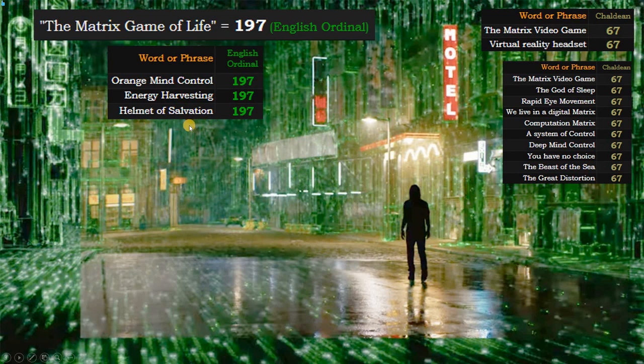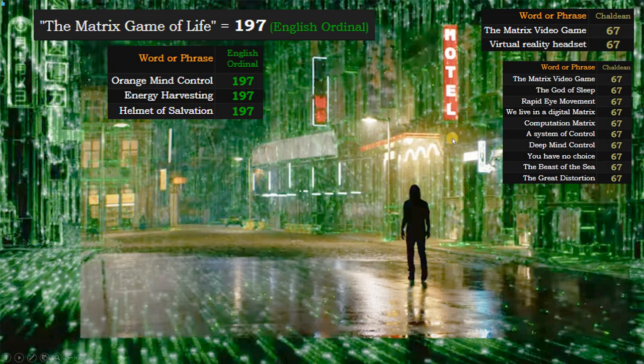And helmet of salvation is 197 in English ordinal, matching the matrix game of life. And we also have orange mind control and energy harvesting. So orange is the color that they use to control us inside the matrix with the orange waves sent by a satellite. And those waves are creating this sleeping state of consciousness. And energy harvesting, we've seen that our energies are harvested by this deity, and that the deity feeds on our memories and emotions and energy.